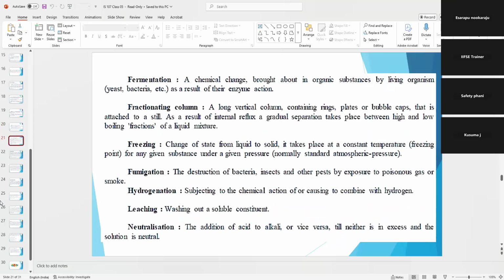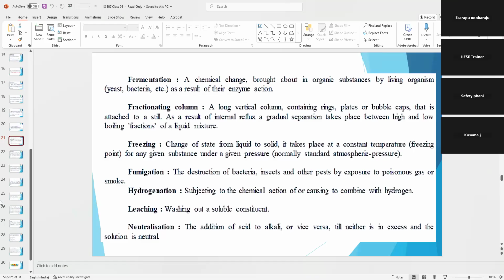Then fermentation, it is again a regular process, how the fermentation happens for the preparation of various foods, even curd, and some kind of bakery items. It is a chemical change brought about in organic substances by living organisms like yeast and bacteria, as a result of their enzyme actions. Then fractionation column, a vertical column containing rings, plates, or bubble caps, that is attached to a still. As a result of internal reflux, a fractional separation takes place between high and low boiling fractions of a liquid mixture.